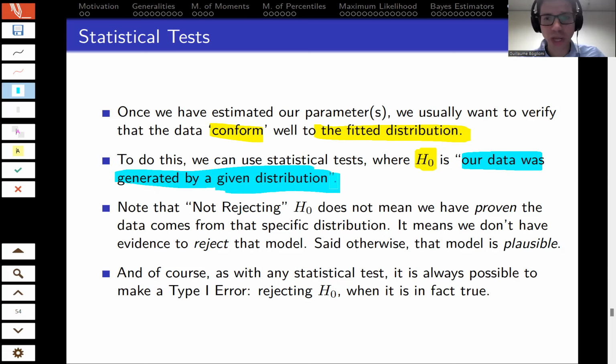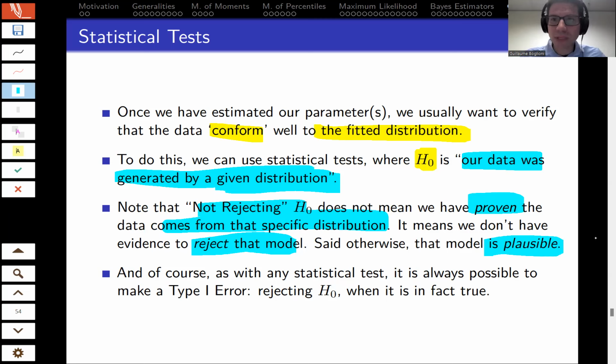Now, if you do not reject, it means the distribution seems plausible. But remember the logic of hypothesis testing: not rejecting H0 does not mean you have proven the data actually comes from that specific distribution. It's just that you don't have any evidence to reject the model. It's quite different than saying I have proven this is the correct model. In words, you might say this model is decent, it's plausible, but again, it's quite different than saying I know for sure this is the right model.